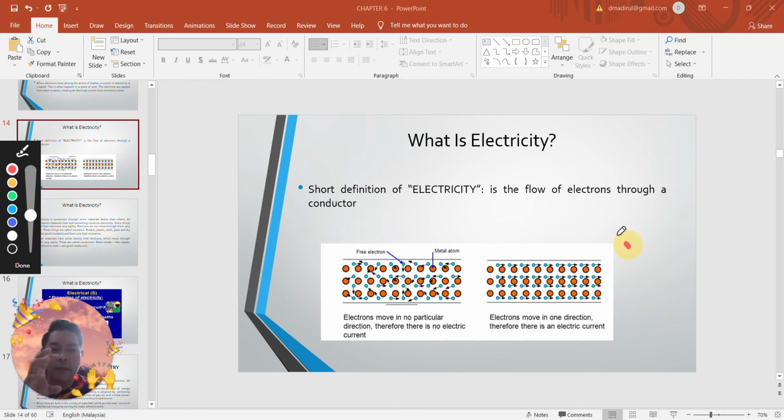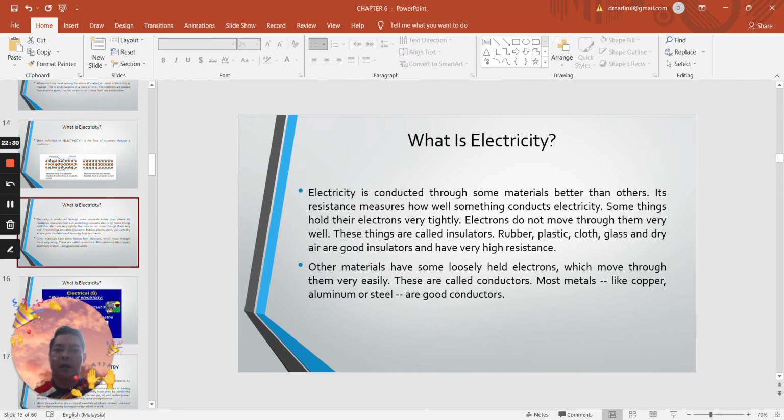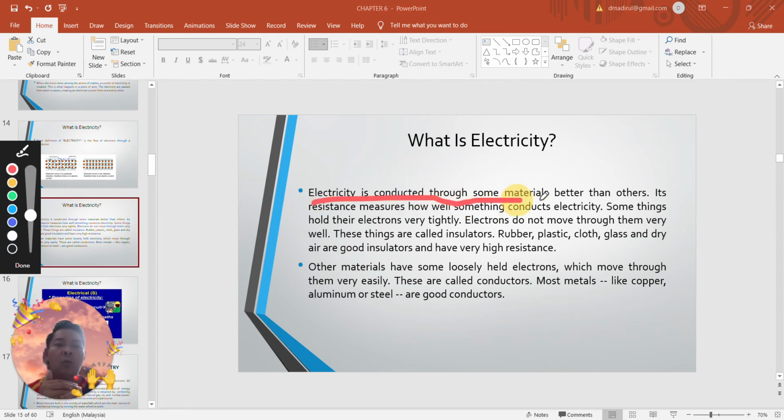However, in the figure on the right side, when the electrons start moving in one direction, from one atom to another atom, it will simultaneously create an electric current. So when the electron is moving in a particular direction from one atom to another, it will create electricity in the material.